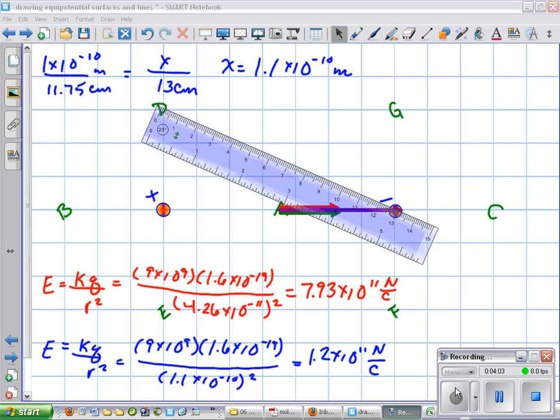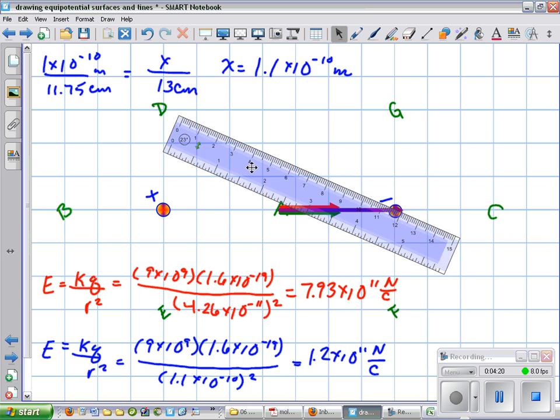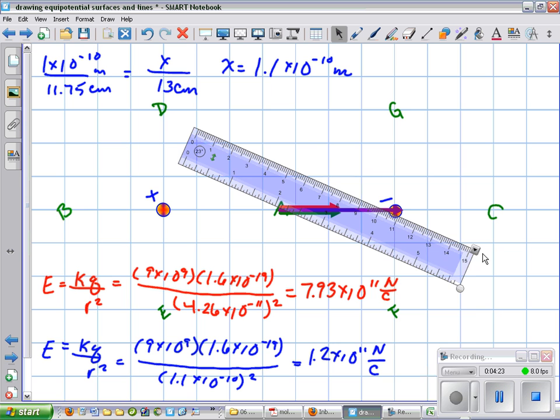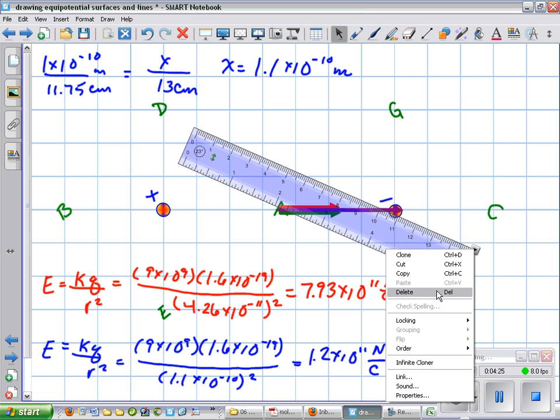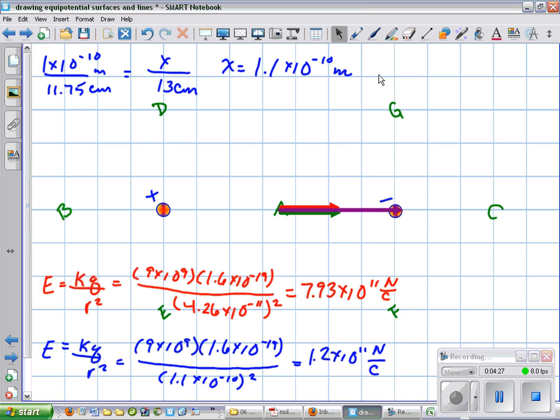And logically, looking at our answer, the negative charge should have a smaller field contribution at that point than the positive charge, and it is. This is almost 8 times 10 to the 11th. This is 1.2 times 10 to the 11th. So logically, that makes sense. So let me go ahead and clear out some of this stuff here, so we can draw in those vectors the right size and see how we add them together.